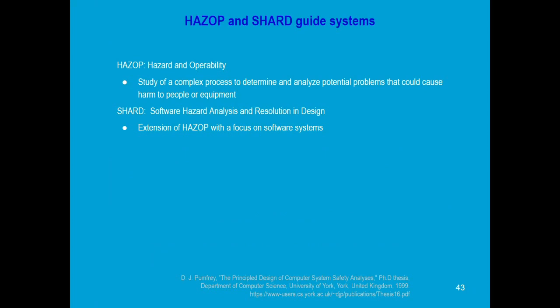So, HAZOP and SHARD guide systems. HAZOP stands for Hazard and Operability. The main purpose of HAZOP is to study a complex process and figure out how it can fail and what damage it can cause when failing, and some ways to counteract that. SHARD stands for Software Hazard Analysis and Resolution and Design, and SHARD is essentially just an extension of HAZOP, but with a focus on software.